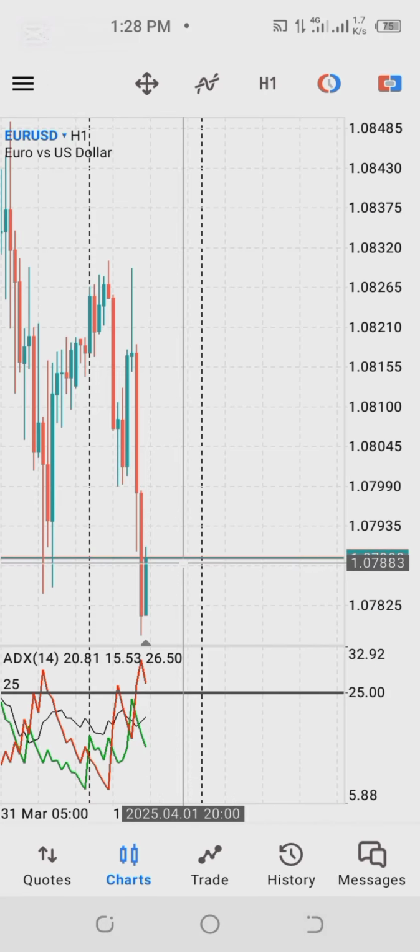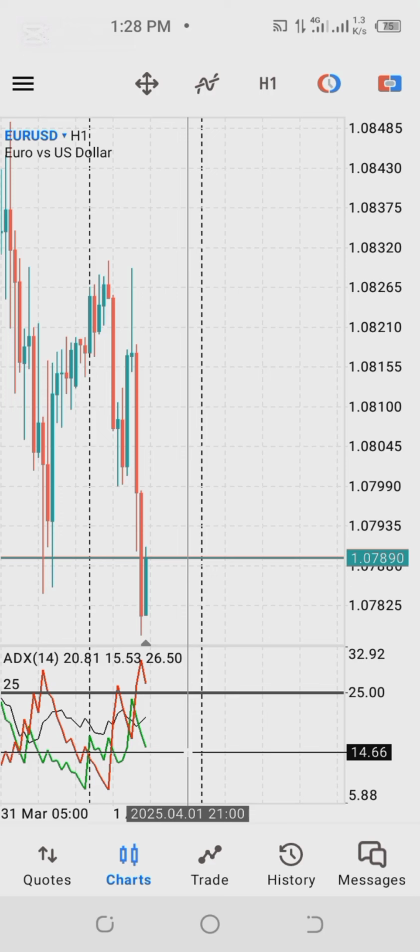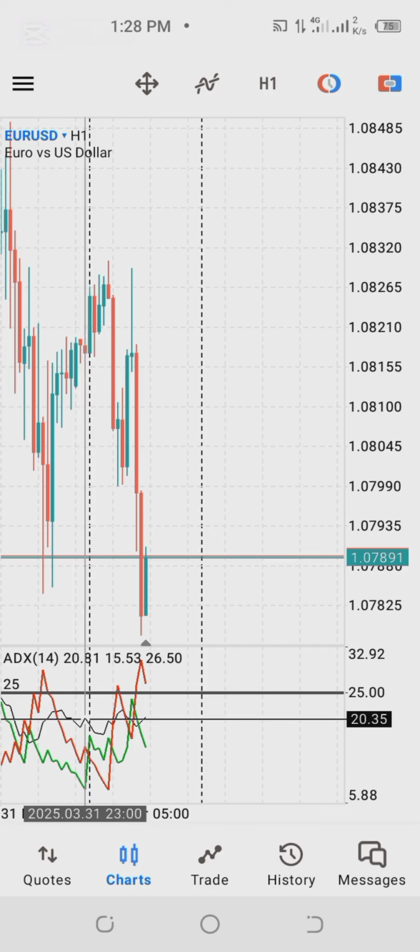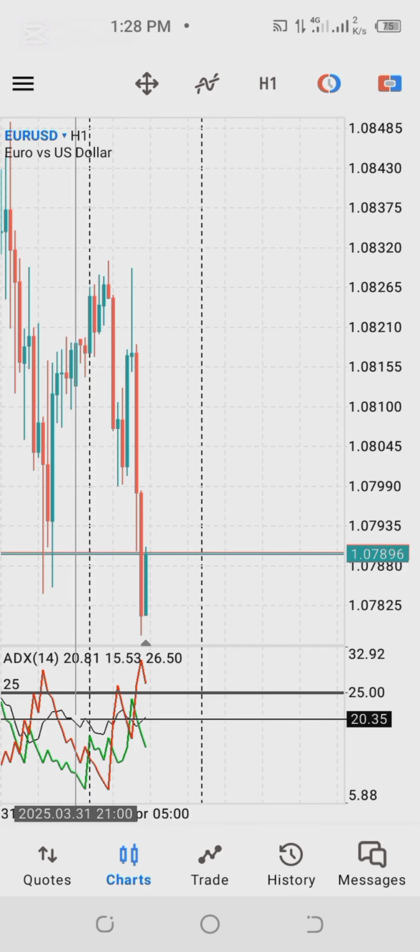Now basically, what does the average directional index do? The average directional index is a technical analysis indicator, so it is basically used to measure the strength of a trend in a financial market. Okay, so I'm going to go straight to adding the very next indicator, which is the Bollinger Band.